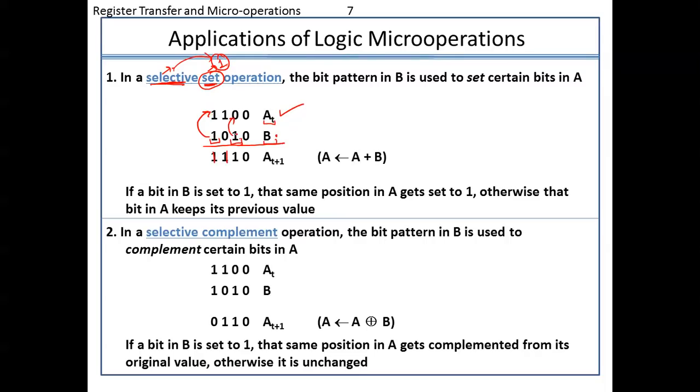I need not to change this, and this 1 and this was 0. So I need to set this value to be equal to 1, and the rest of the values will remain the same. Let's take one more example.